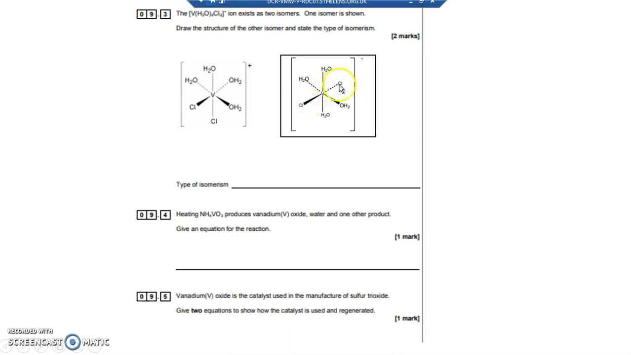So I've drawn another one with 2 Cl's opposite. Now I've moved the Cl from here to here, so they're opposite. You could have had the Cl up and down as well, either way you wanted to, as long as they're opposite. And the type of isomerism is geometric isomerism. You can also call it cis-trans or EZ, or even just say it's stereoisomerism. Stereoisomerism means that you've got the same structural formula but different positions of atoms in space. It also includes optical isomerism.